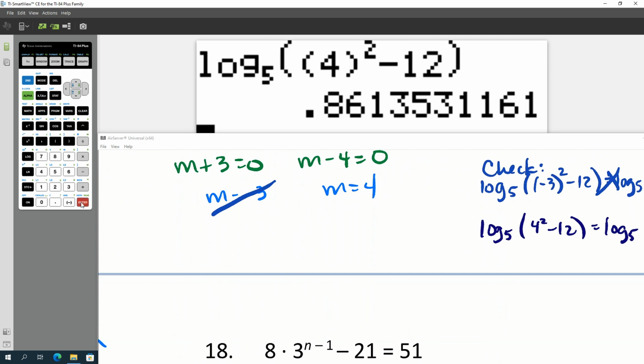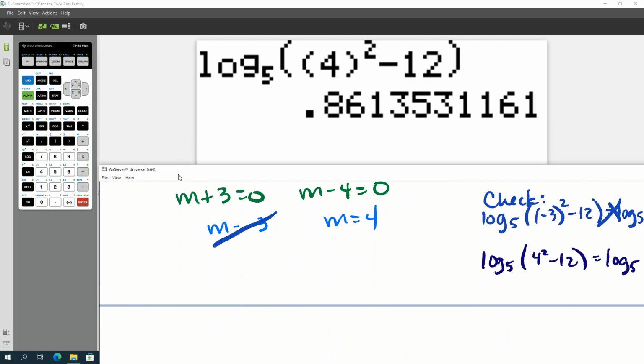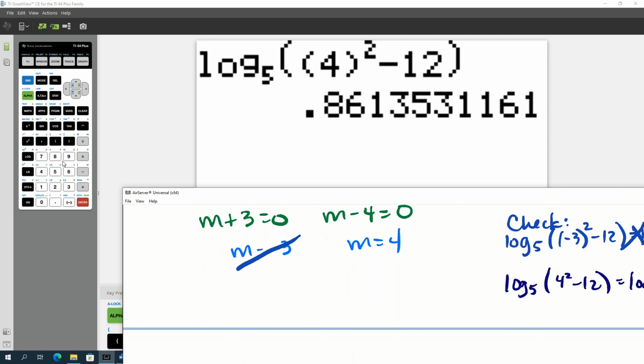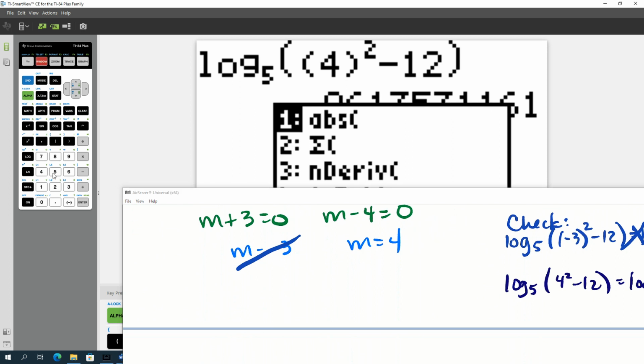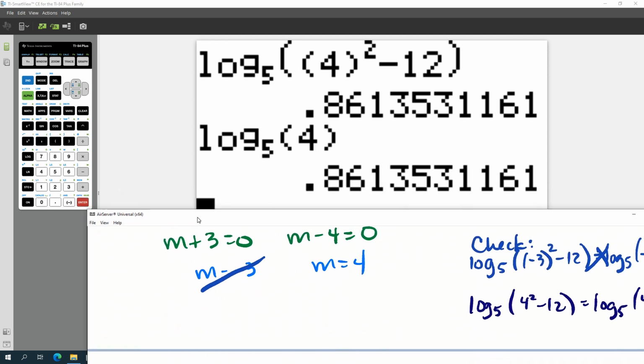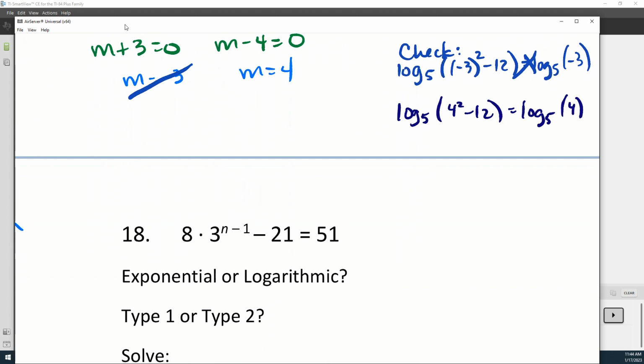All right, so then I would do the same thing for 4. When I put in 4, I get that ugly decimal. Then I'm going to put in the other side and see if log base 5 of 4 is the same ugly decimal. It is the same ugly decimal, so it checks out, and that's the answer.